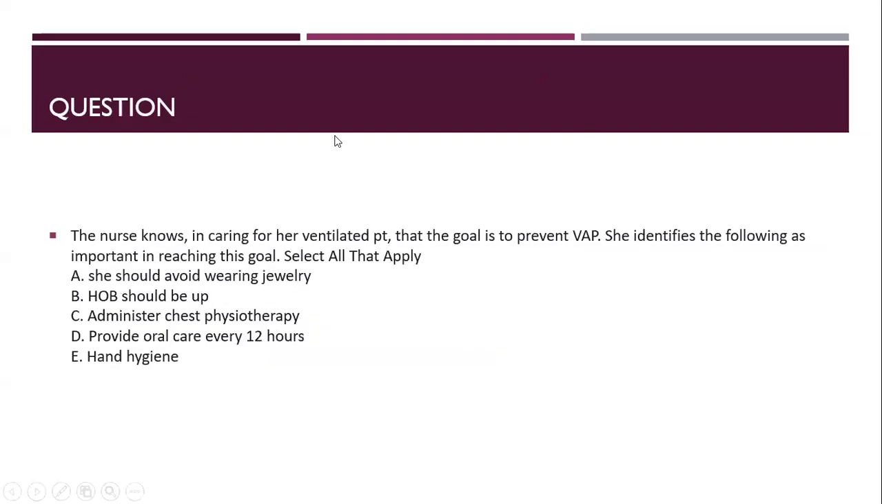Then we close for the day. Last question. Let's finish hard. The nurse knows in caring for her ventilated patient that the goal is to prevent VAP. She identifies the following as important in reaching this goal. Select all that apply. A. She should avoid wearing jewelry. B. Head of the bed should be up. C. Administer chest physiotherapy. D. Provide oral care every 12 hours. E. Hand hygiene.